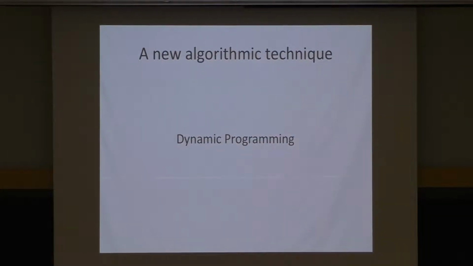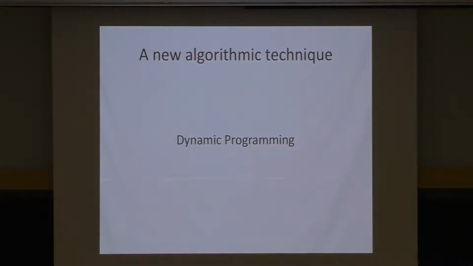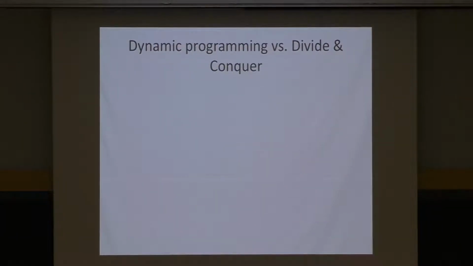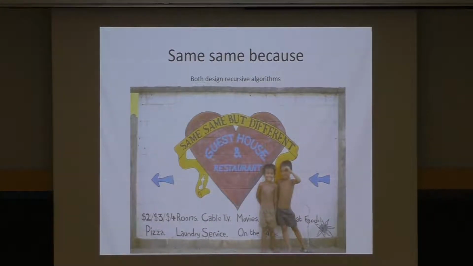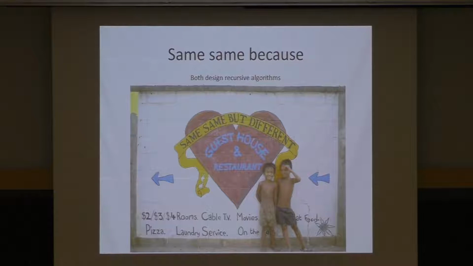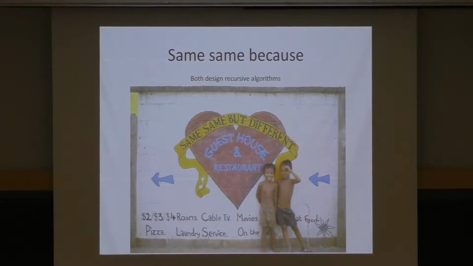So we're going to look at the third algorithmic technique, which is called dynamic programming. And there are similarities and differences between dynamic programming and divide and conquer. They are the same because both design recursive algorithms, right? So in divide and conquer, you pick your problem, divide it into subproblems, recursively solve them, and patch it together. And that will also be the case in dynamic programming, in the sense that you will divide the problem into subproblems and recursively solve the subproblems.